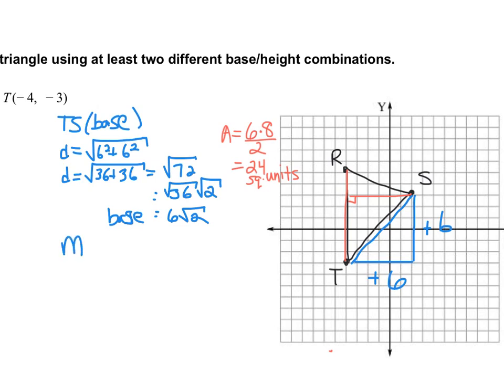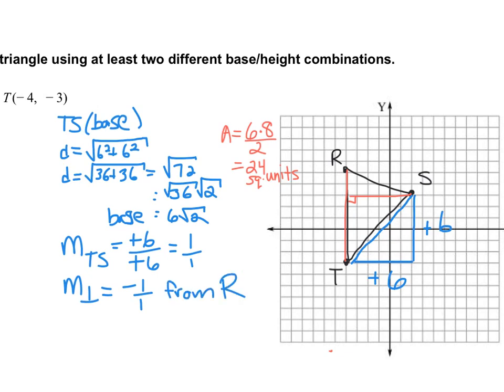Now, the slope of TS, when we think about rise over run, is positive 6 over positive 6, or positive 1 over 1 if you want to get really technical. And so the slope of the altitude, or the perpendicular, is the opposite, so negative, and reciprocal, so negative 1 over 1 as well. And that's from point R. So from point R, we want to make sure we're drawing our altitude down at a slope that is negative 1. And we're going to see where it contacts the side TS.